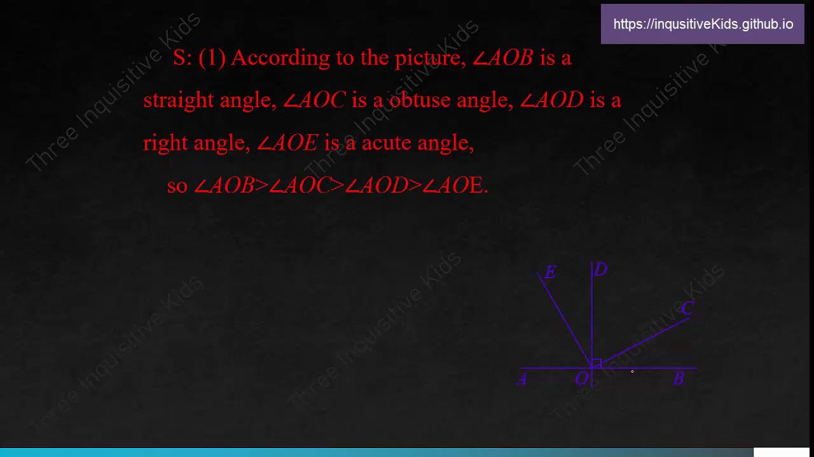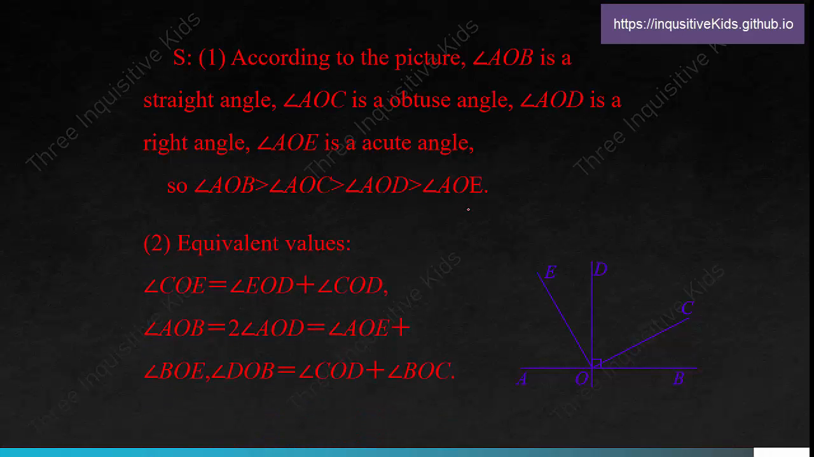First, angle AOB is a straight angle. Angle AOC is an obtuse angle, and angle AOD is a right angle. Yes, that's the answer. So, what does this say? Angle AOB is greater than angle AOC, which is greater than angle AOD, which is greater than angle AOE. Here are the equivalent values.